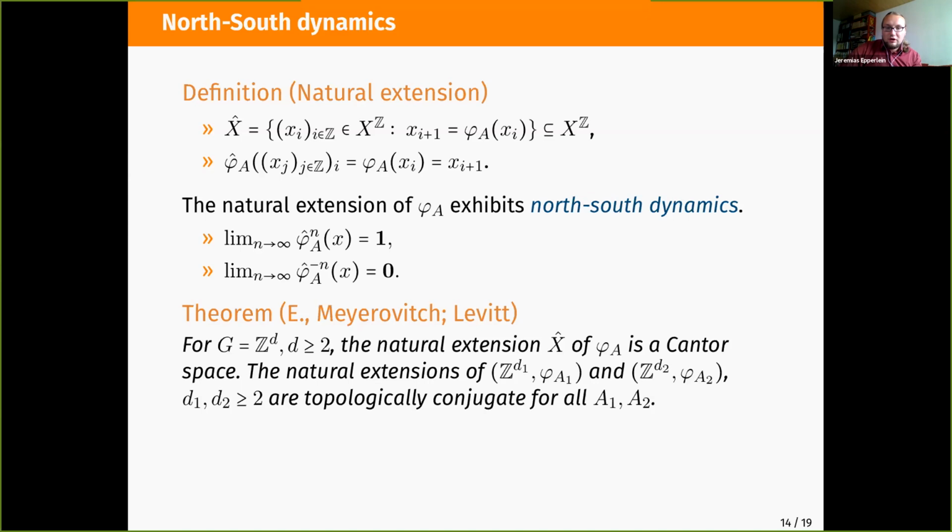This can be different for other spaces, but what remains to show for us is that in our interesting case, the natural extension is actually a Cantor set, so we have to show that it's perfect. And then we can use this result to deduce that at this point we cannot recover anything about our generating set or the D in ZD that we started with, because it doesn't matter what D or what generating set we put in, you always get a Morse-Smale system on Cantor space, and they are all topologically conjugate. And I want to sketch the proof of this result now.